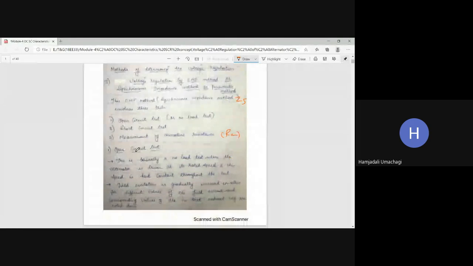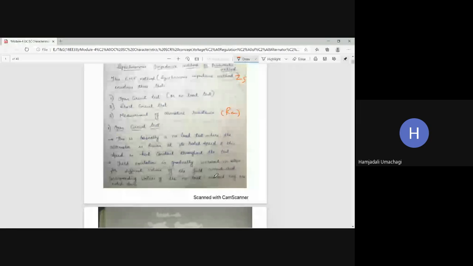So let us see how to conduct the open circuit test. First one is the open circuit test. This is basically a no load test where the alternator is driven at its rated speed. Here, don't connect any load and bring the alternator to its rated speed value, and keep the speed constant throughout the test. Don't allow any load to be connected.